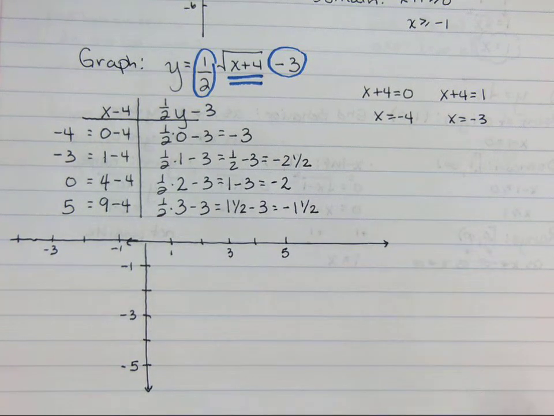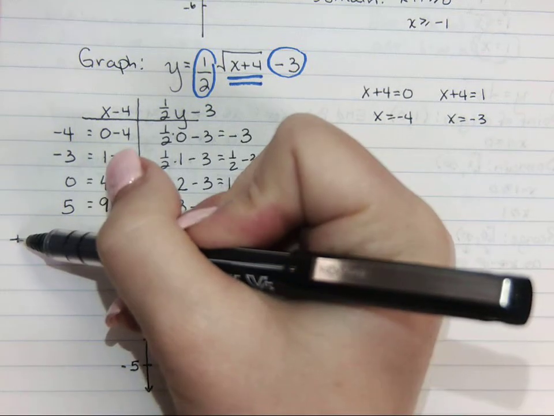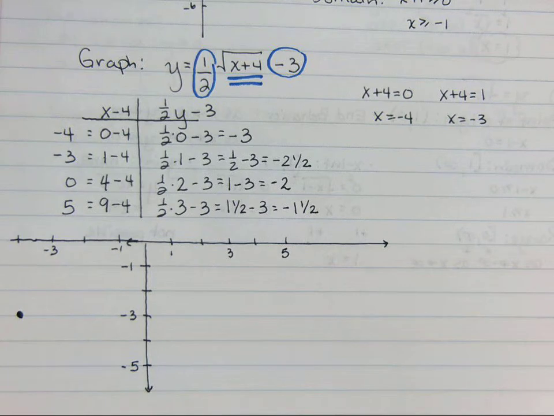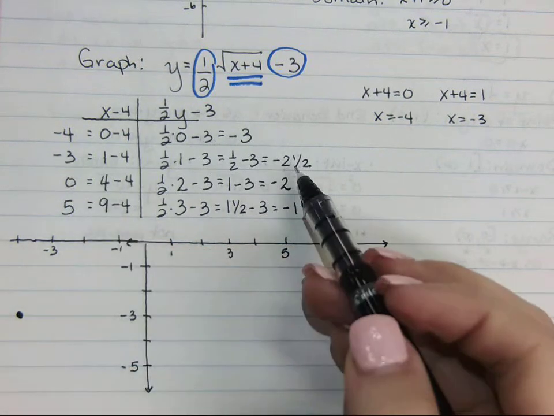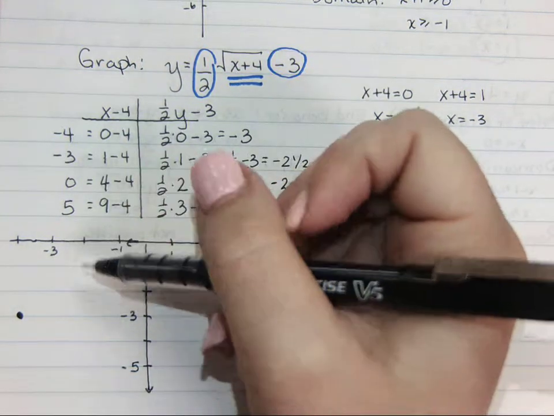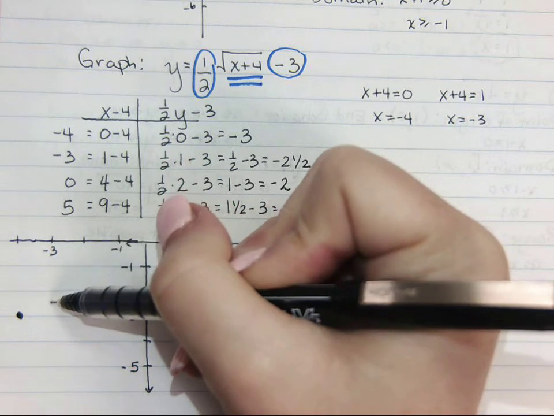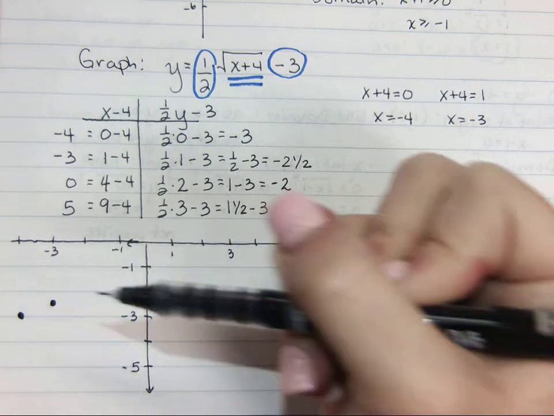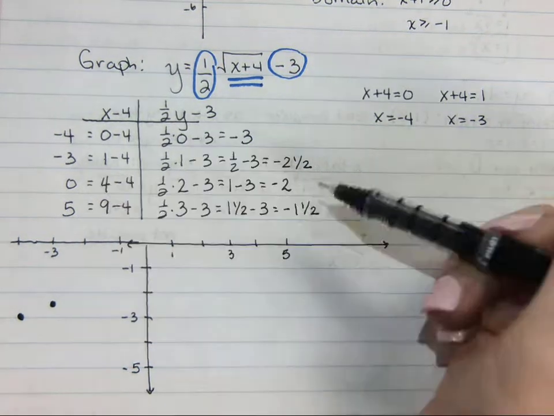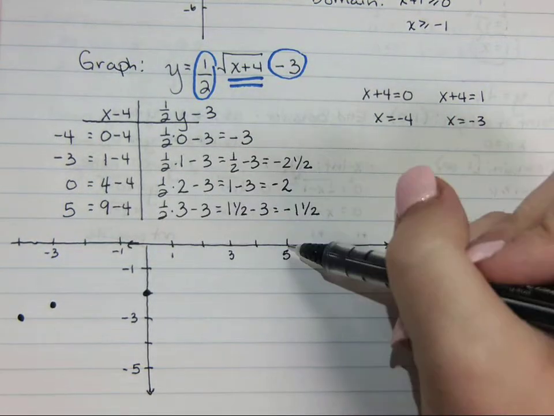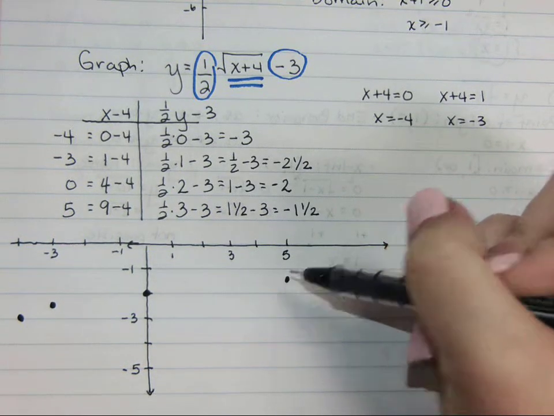All right, so negative 4, negative 3. And then I need to be at negative 3 and negative 2.5. So we've got negative 3. This is negative 2. So negative 2.5 will be about right there. And then 0 and negative 2. And 5 and negative 1.5.